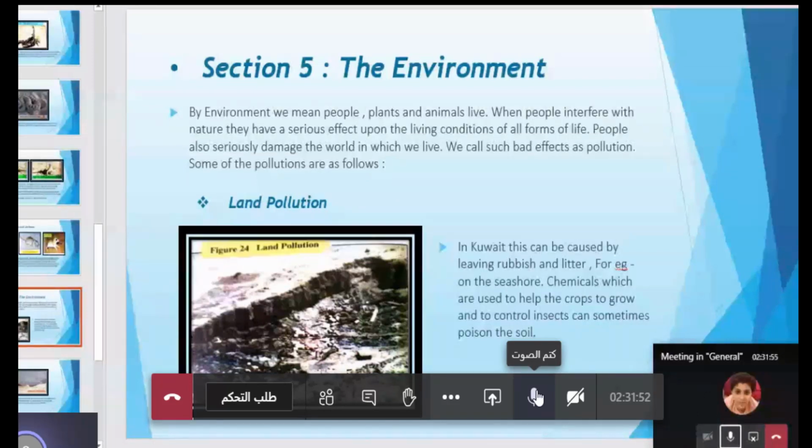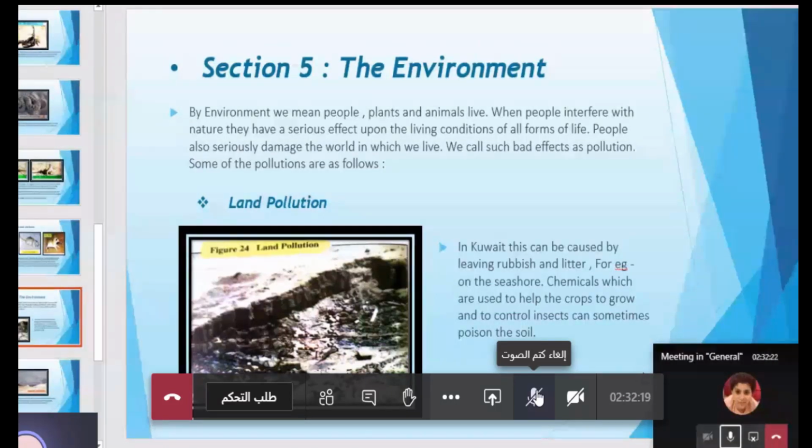Now, chemicals, let me finish this first, and then I will tell you. Chemicals which are used to help the crops to grow and to control insects can sometimes poison the soil. So it's very important, children, here. In Kuwait, this can be caused by leaving the rubbish and litter, for example on the seashores, okay? You can see that people are enjoying lunch or dinner maybe on the seashore and they are leaving all the litter or the rubbish there.